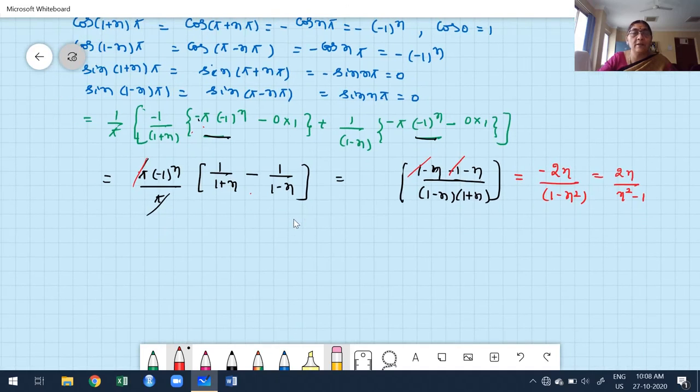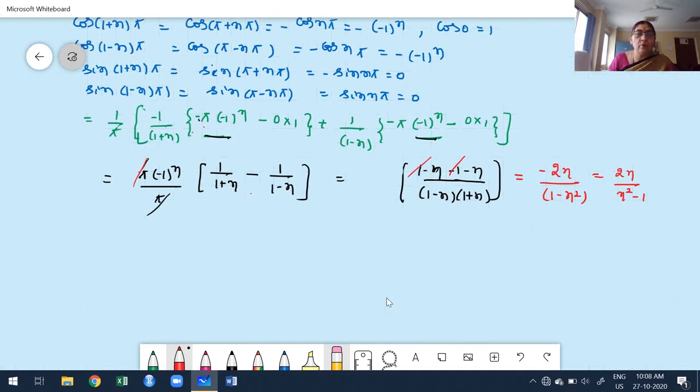n square minus 1. I told you a number of times, before moving to the next step, I have to take care whether this is true for all values of n. How can you know that? 2n divided by n square minus 1. Before moving to the next step, first I have to know whether it's true, as this summation is ranging from 1 to infinity. How can you know that? Pick the denominator. What is my denominator? n square minus 1 equal to 0. Simplify that, n is equal to plus or minus 1.